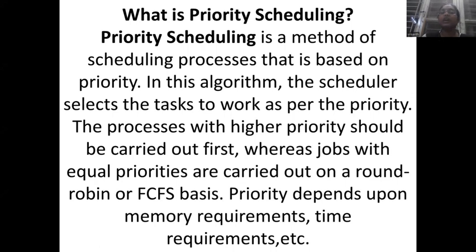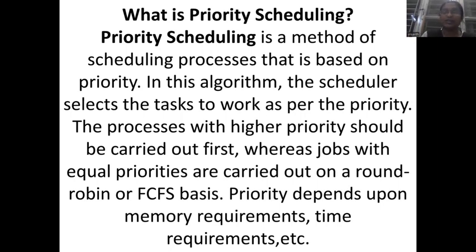That means if n number of processes are coming into the CPU, then the processes will be executed based on some priority value. Here, the highest priority value will be executed first, and the lowest priority will be executed last. And what about processes having equal priority?